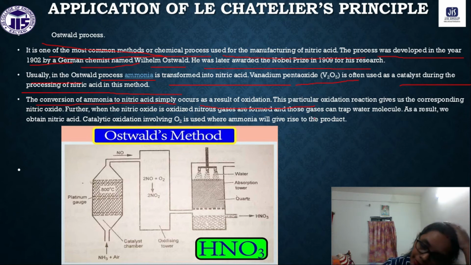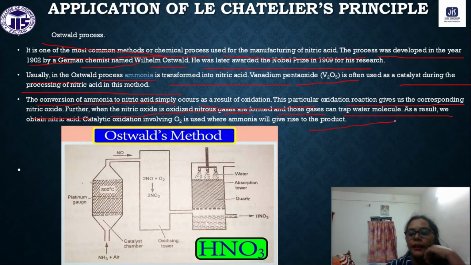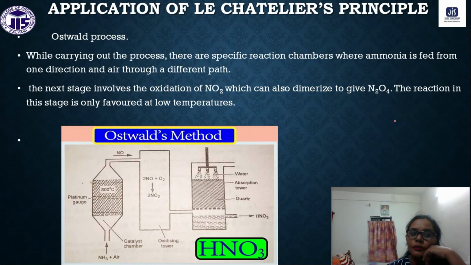From NH3 to nitric acid, that is the oxidation reaction. That gives us the corresponding nitric oxide. Further, when the nitric oxide is oxidized, the nitrous gases are formed, and those gases react with water, forming the nitric acid. So this is called the Ostwald method.